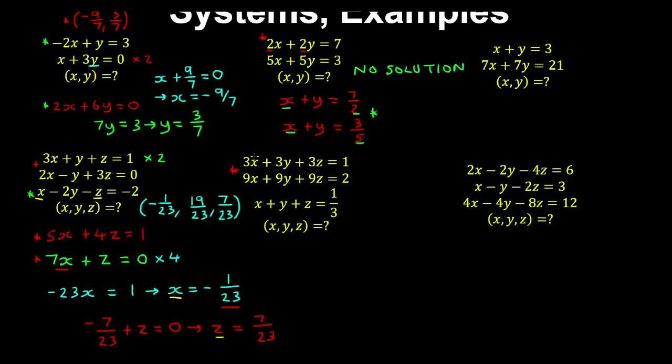Now for this linear system with three unknowns, if we divide the first equation by 3, we get x plus y plus z is a third. And if we divide the second equation by 9, we get x plus y plus z is 2 on 9. And then the third equation is the same as the first equation. So therefore we have the equation of a plane where these two planes overlap. And given that these two equations here are conflicting, then we also have no solution.